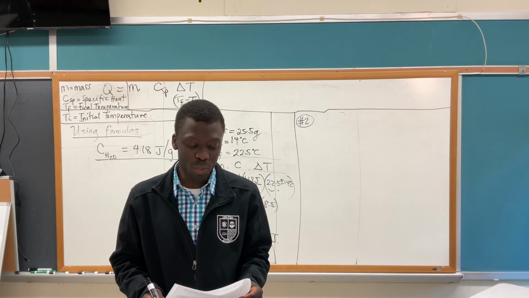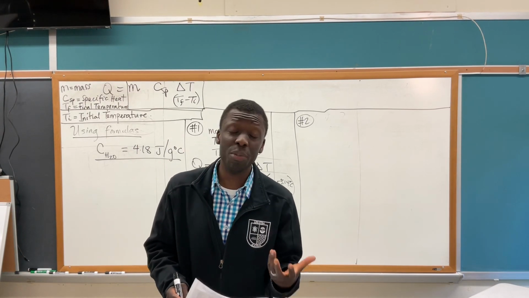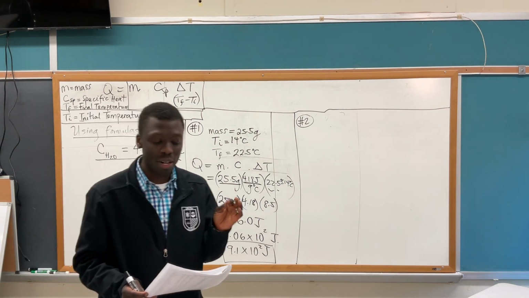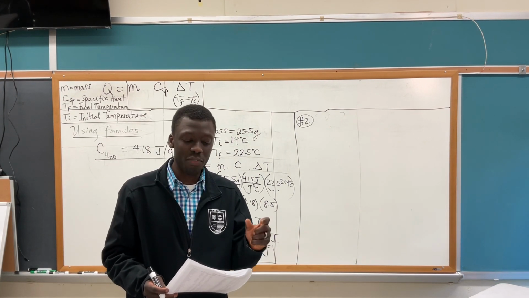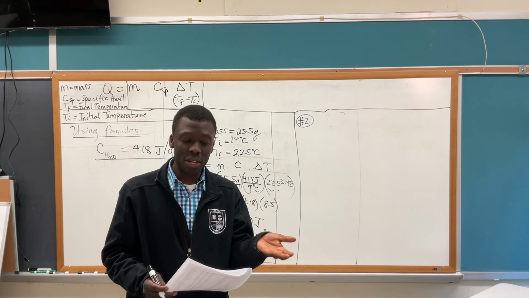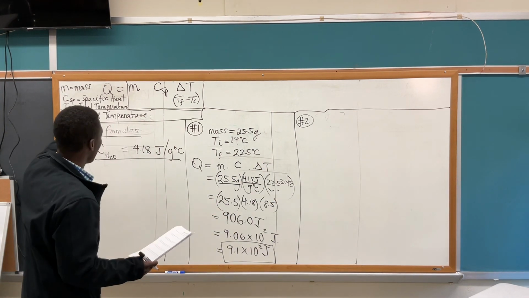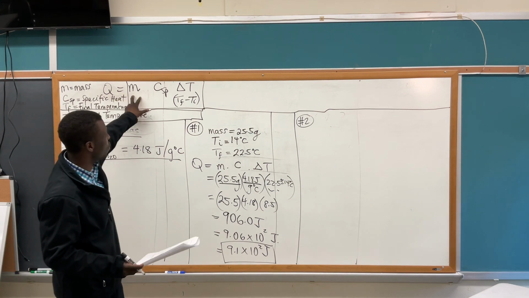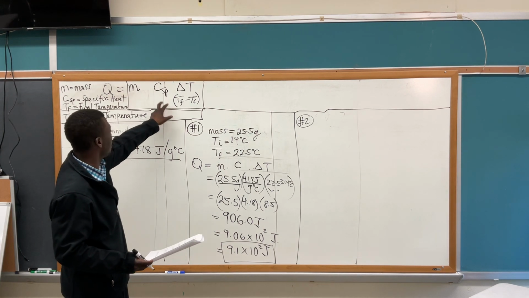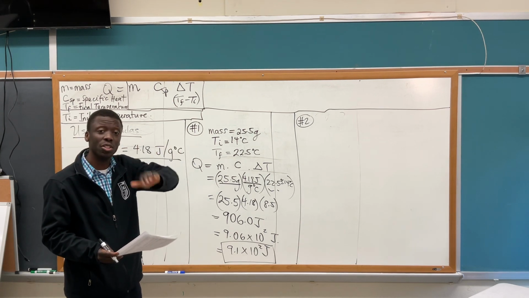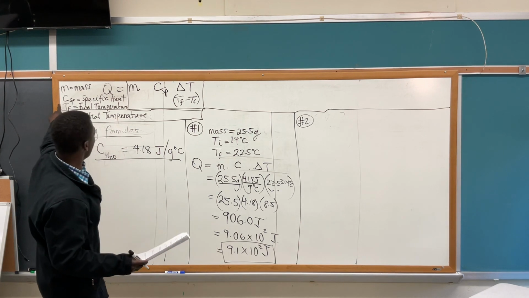In this video, we're going to be talking about the heat and calorimetry worksheet, where basically you're given a question like how many joules are needed to warm 25.5 grams of water from 14 degrees Celsius to 22.5 degrees Celsius. The first thing we'll do is that we know what the formula is. Q is equal to M times the specific heat times the delta T, which is the final temperature minus the initial temperature. So we've been given those values.